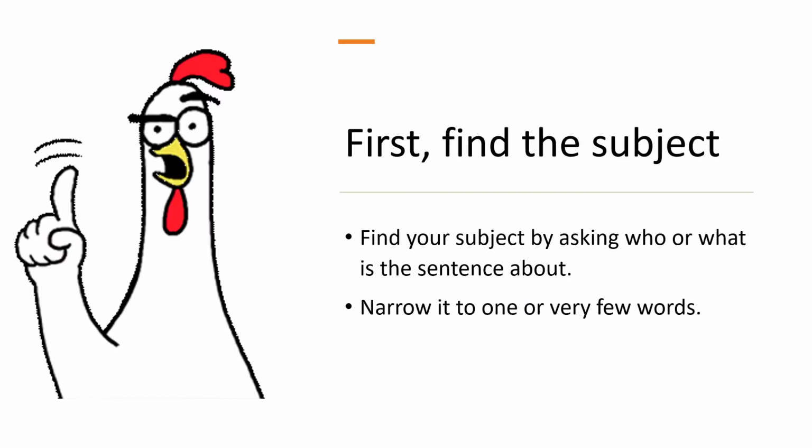All right, first of all, let's review. We find our subject, okay? If you need to make sure your subject and verb agree, you have to be able to find your subject and find your predicate. So let's first find the subject. You find your subject by asking who or what the sentence is about. You narrow it down to one or very few words, just for our purposes today. We're not getting into simple subject versus complete subject, simple predicate versus complete predicate. We're not getting into that. We're just trying to find it for the sake of making them agree.